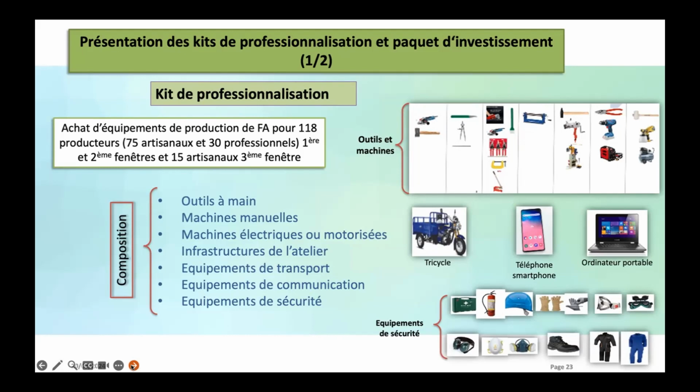What was important in the process of designing? You have manual machines, and also motorized infrastructures, because, as I said, we are with people who worked in the informal sector, so there was a need to professionalize. Kits for transportation, kits for information. We had laptops that we put at their disposal, and smartphones as well, because we wanted to track everything. And kits of safety, I'm sorry. Those are important kits if we want to professionalize the work of producers.